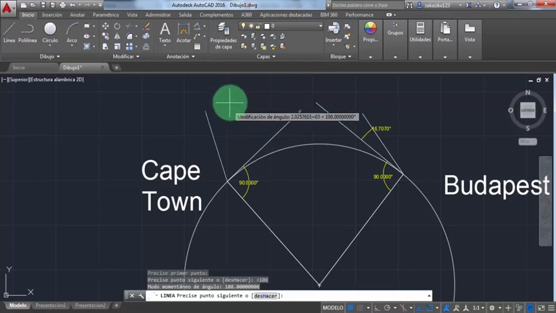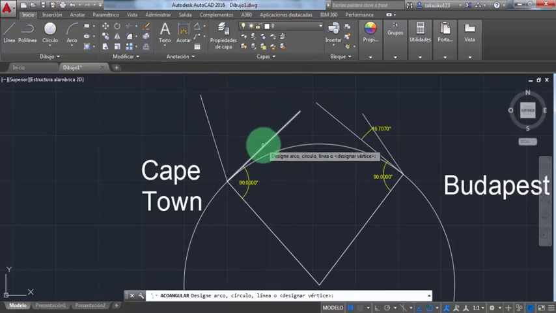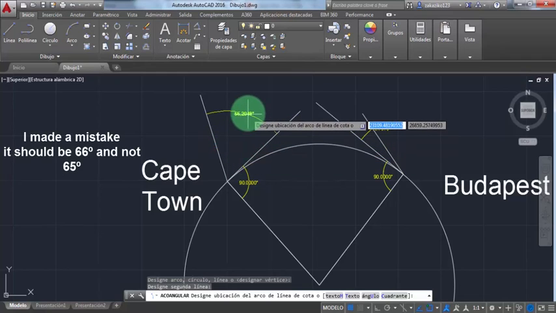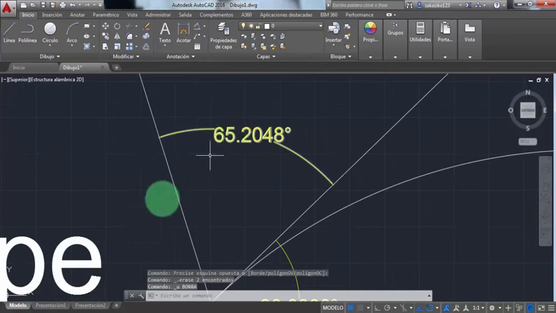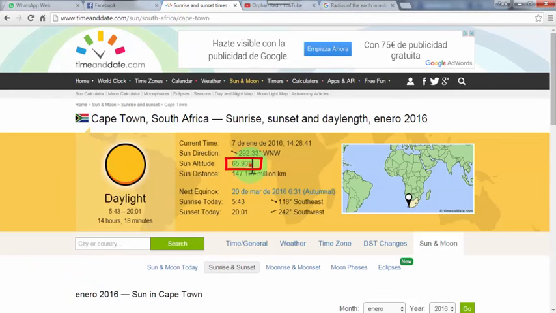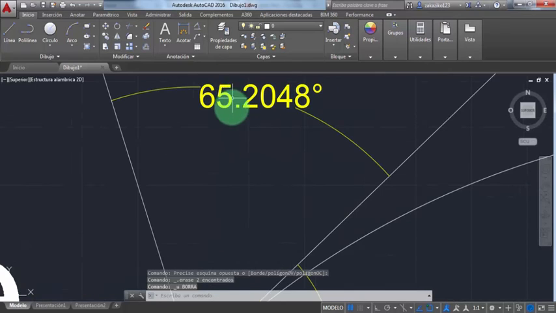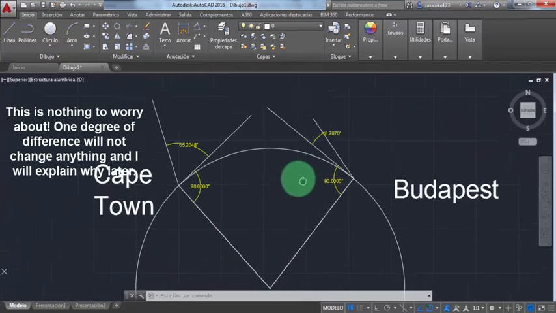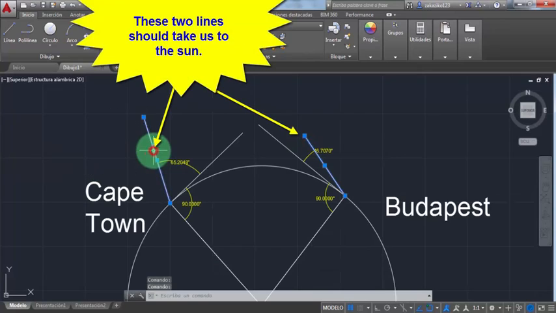Now let's draw the angle in AutoCAD. Oops, I made a mistake. It should be 66 degrees and not 65. Let us check the website just in case. Okay, it has changed to 65. Good. So I'm just going to leave it like that. This is nothing to worry about, by the way. 1 degree of difference will not change anything, and I will explain why later.